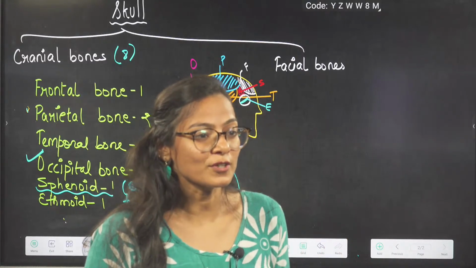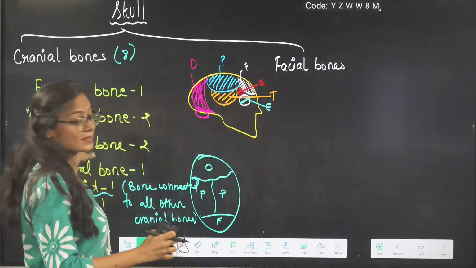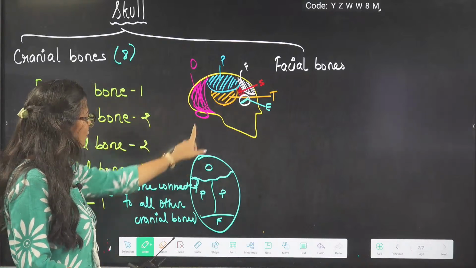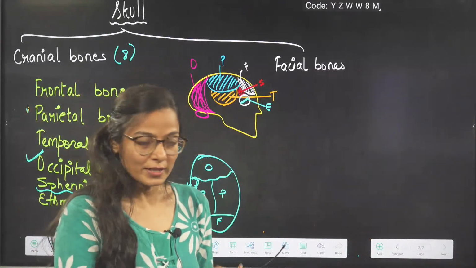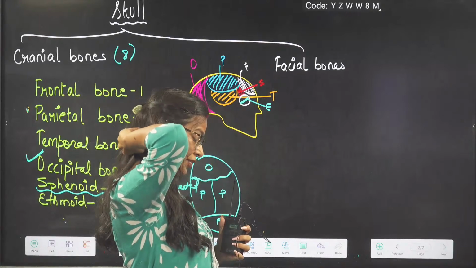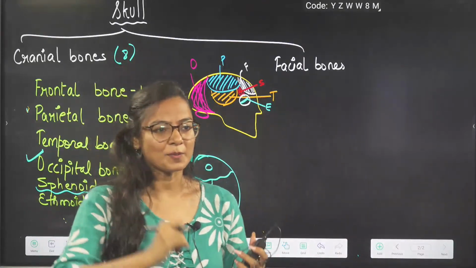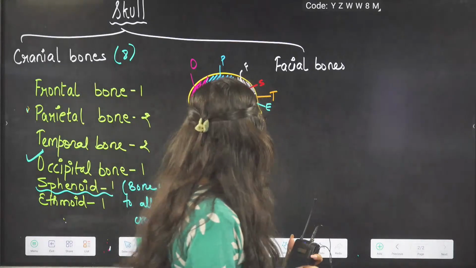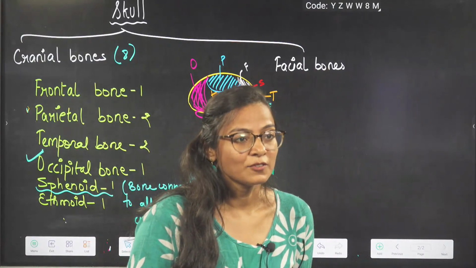Okay, tell me what do you mean by aperture? Aperture. Hole, very good. So in this occipital bone, which is like this, there is an aperture at the bottom. Can you tell me why do we have that aperture? Yes, very good.